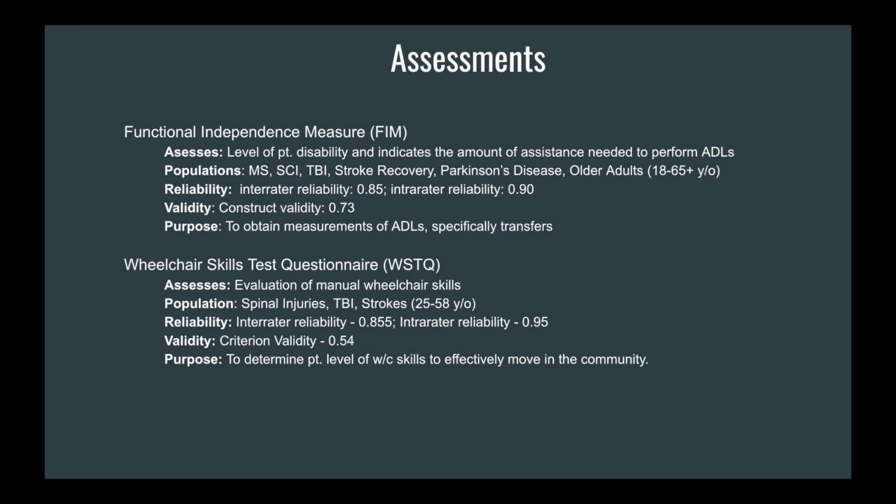The second assessment we chose is the Wheelchair Skills Test Questionnaire. This assessment will assess our patient's skills at maneuvering his wheelchair. This will help us to determine how effective he is at moving within the community. The population for this assessment is spinal injuries, TBI, and stroke, and the age range for that is 25 years old to 58 years old. The inter-rater reliability is 0.855, and the intra-rater reliability is 0.95. For the criterion validity, it is 0.54.